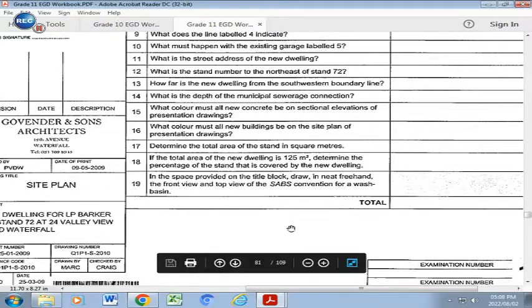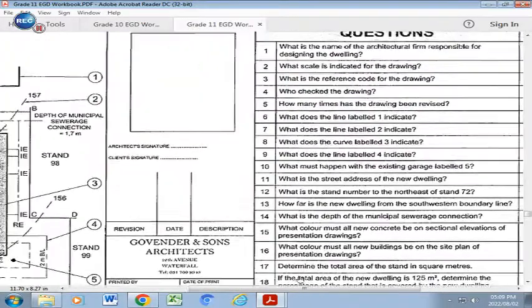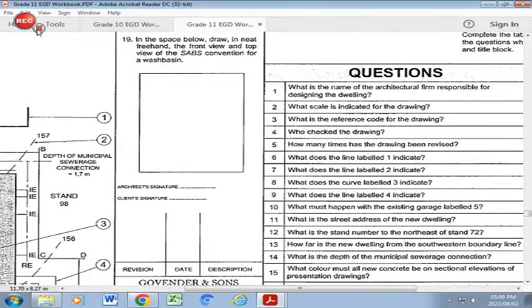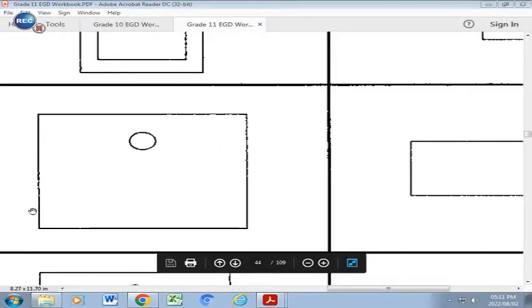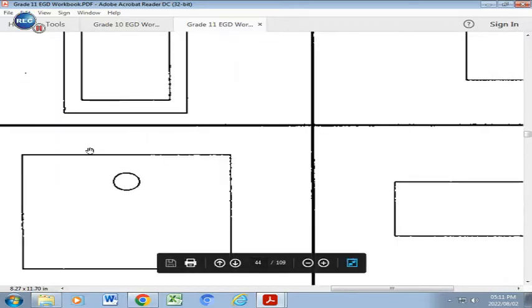Let's look at number 19. In the space provided in the title block, you need to draw freehand the front view and top view of the SABS convention symbol for a wash basin. So in that space there, you're going to draw the front view and the top view of a wash basin. This is going to be your symbol as your plan view of your wash basin, seen from the top with the trap there. And this is going to be your front view of your wash basin, and it must be drawn on top of this plan view.